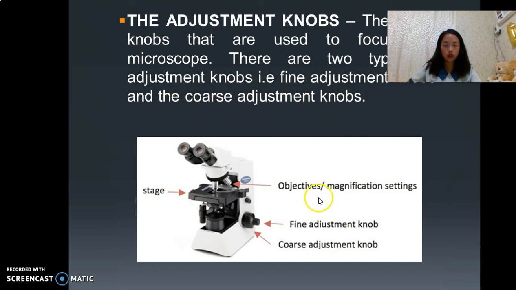So ito yung microscope natin, and nasa gilid yung sinasabing adjustment knobs. Pag ilalapit mo siya, ganyan. Pero meron siyang two types: fine adjustment knob and coarse adjustment knobs. For the word adjustment, ma-adjust siya para makita mo nang mabuti yung nasa loob, ganun.